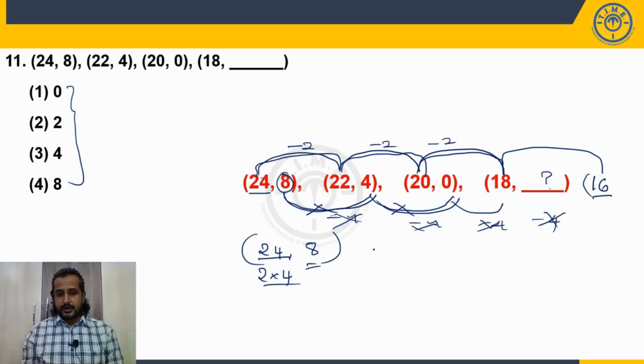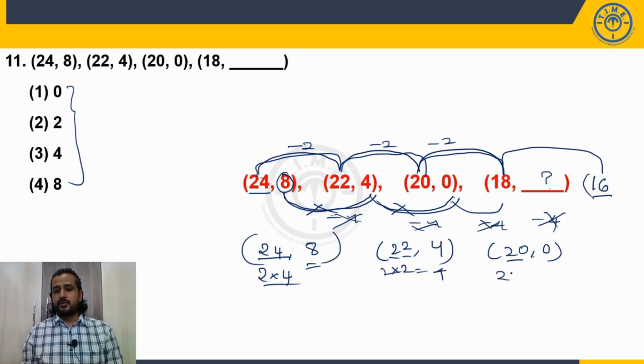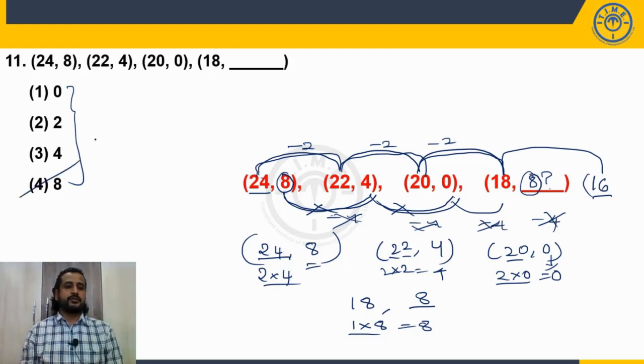Again, look at the second pair. What is the second pair? 22 and 4. What are the digits? 2 and 2. So 2 into 2 is how much? 4. Now look at the next pair: 20, 0. Digits 2 into 0. Digits are multiplied. So 2 into 0 is 0. Perfectly matching. Now the next number, 18. What are the digits? 1 and 8. So 1 into 8 is how much? 8. So what is the missing number? 8. The missing number is 8. So choice 4 is my answer.